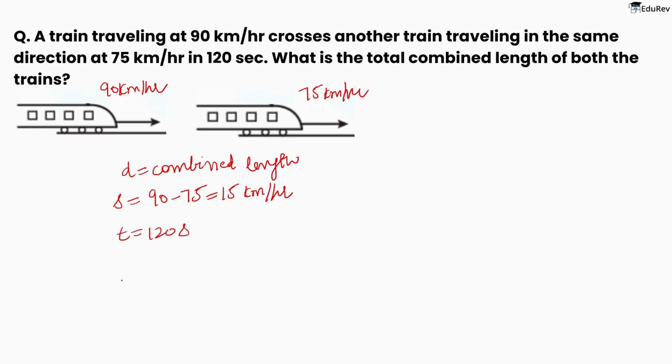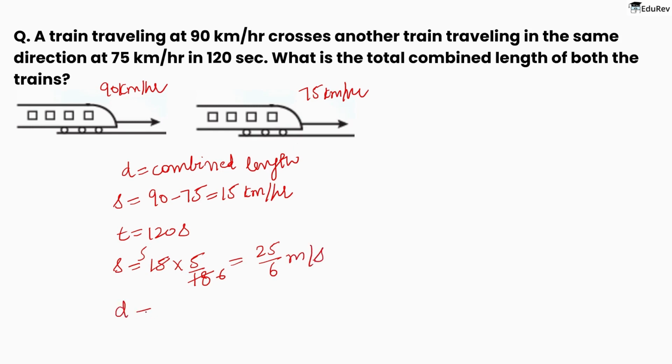But our relative speed is in kilometers per hour. We have to convert it into meters per second. In order to do that, we will multiply the relative speed by 5 upon 18. 3 will cut the denominator by 6 and 15 by 5. Hence, solving further, we get relative speed as 25 by 6 meters per second.